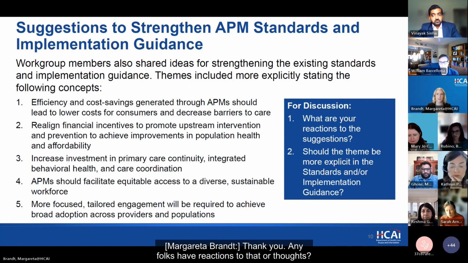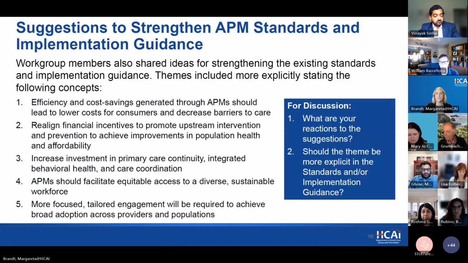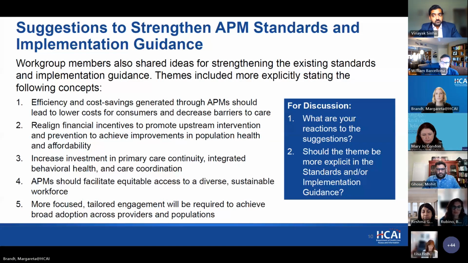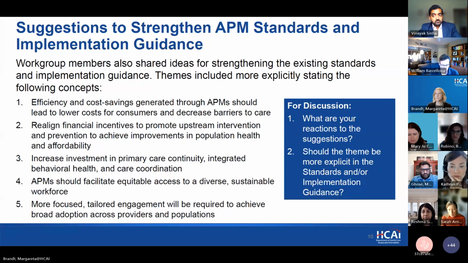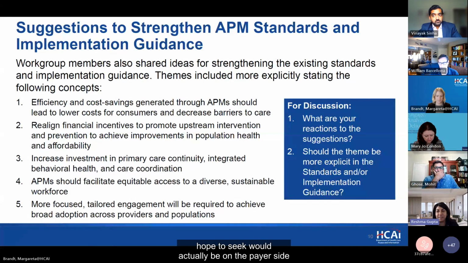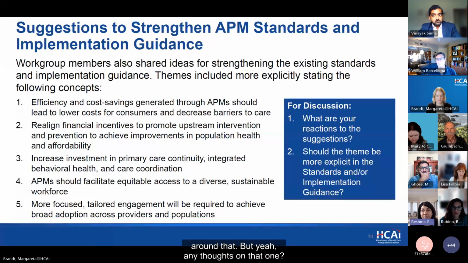Thank you. Any folks have reactions to that or thoughts? I think the best advice I would hope to seek would actually be on the payer side around that. But yeah, any thoughts on that one?